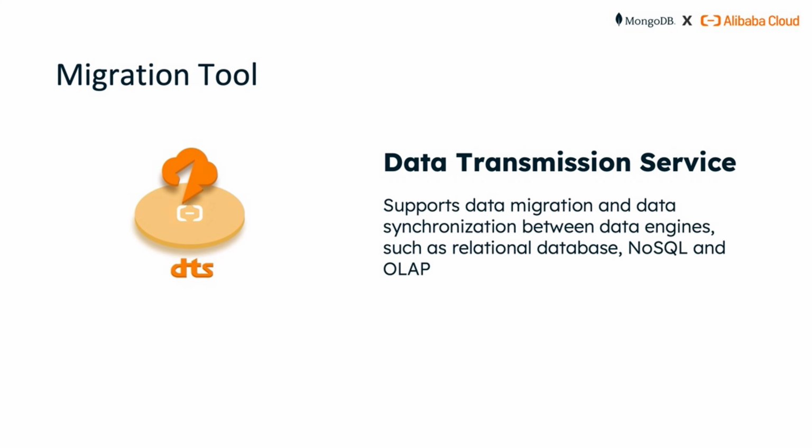And let's take a look at the migration tool, Data Transmission Service, or DTS. DTS is a powerful and versatile tool built by Alibaba Cloud. It supports data migration and synchronization across a range of database engines, including relational databases, NoSQL databases, and OLAP systems. And for us, it fully supports migration from DocumentDB to MongoDB. It handles both full data migration and incremental data synchronization. So let's take a look at how to do the migration.